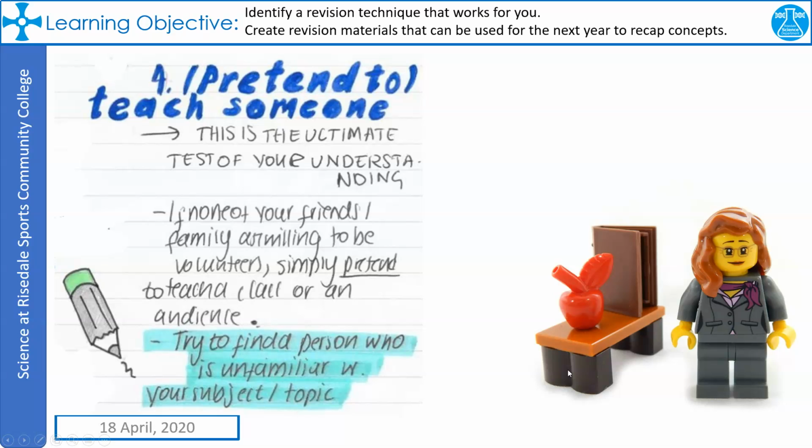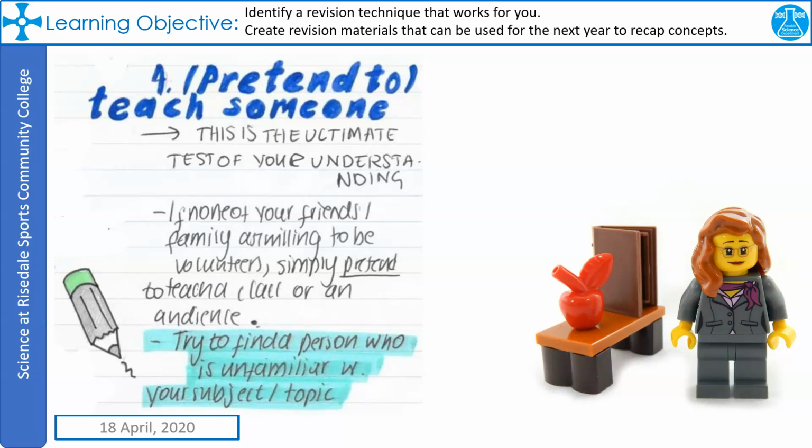We've got then technique number 4, pretend to teach someone. This is a good one if you're stuck at home at the moment and you need to see whether you understand a topic. The ultimate test is trying to explain this topic to someone else. So if not one of your friends, because you can't see your friends at the moment, maybe your family members, you could sit them down and try to teach them a concept that we have gone over, what we've been learning in the week.